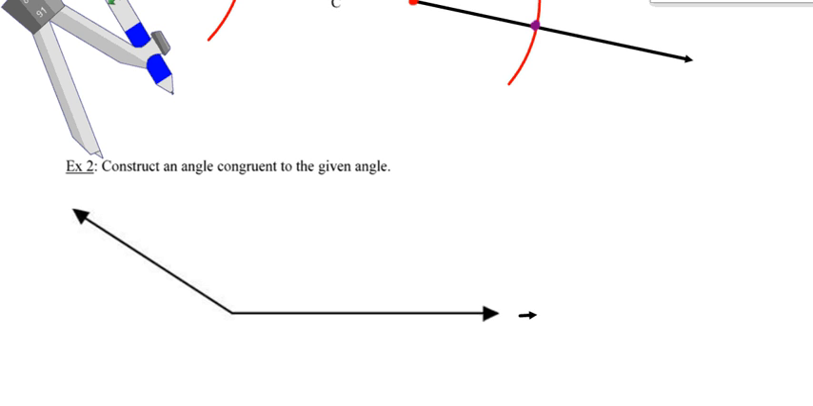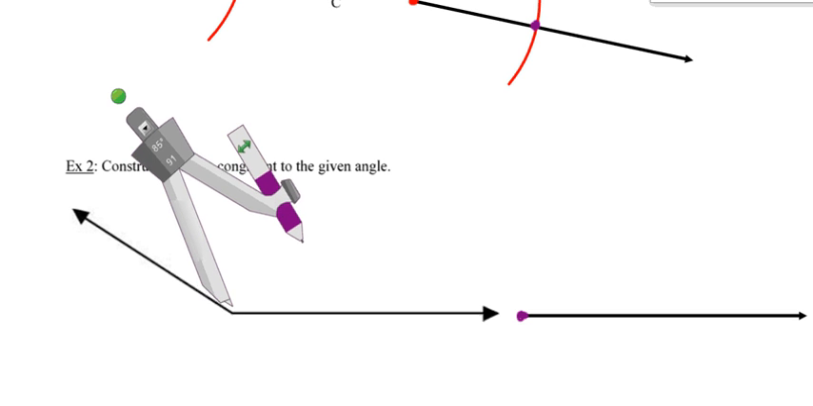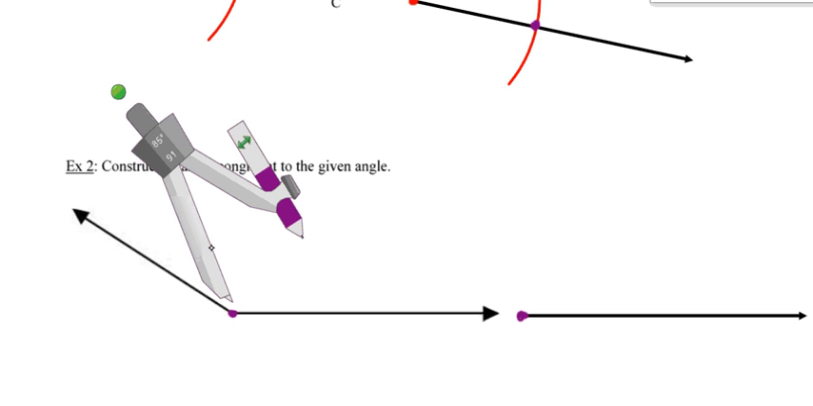So again, I'm going to think to myself, I want to start with one of the sides of my angle. I've got that vertex. And remember that I'm going to begin by putting the point of my compass on the vertex of the given angle.